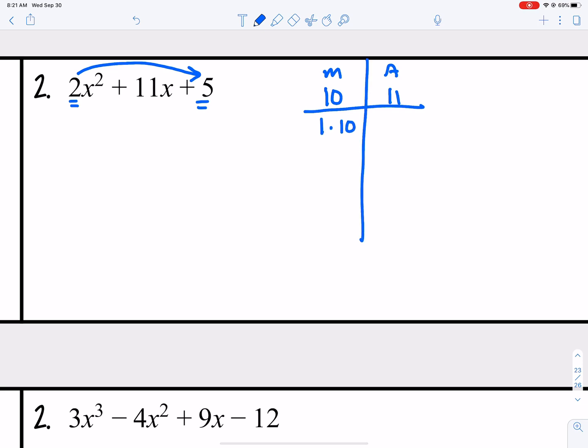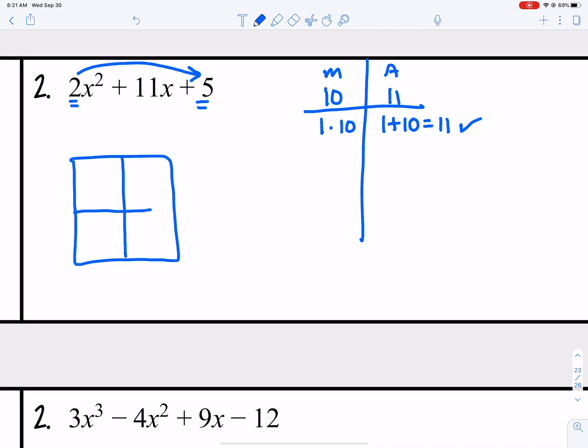So 1 times 10 does add up to 11. So that one works out pretty quick with the factors. But let's work this one out with a box this time. So I'm going to use the box method to factor the rest of the problem.